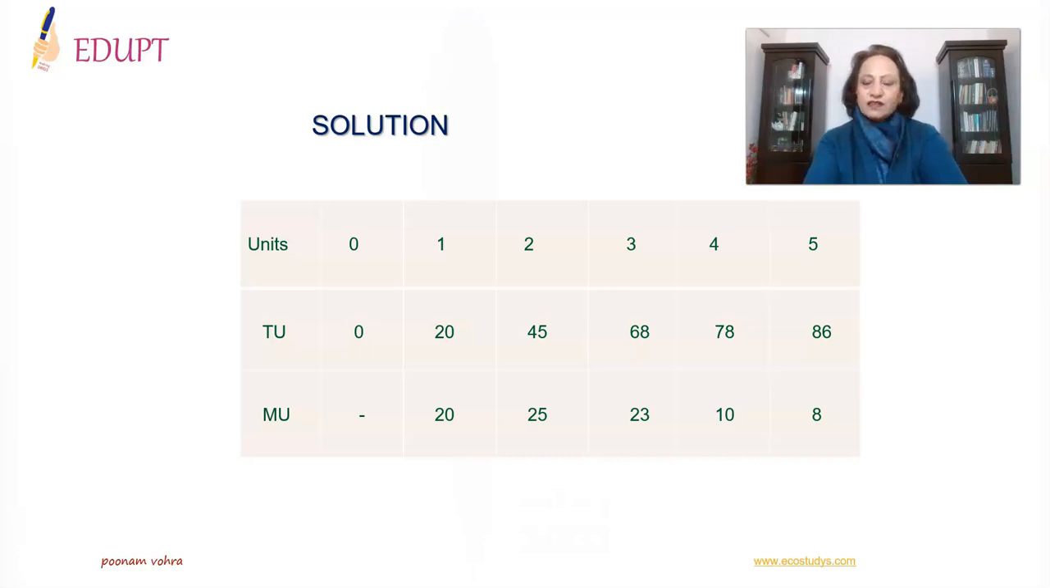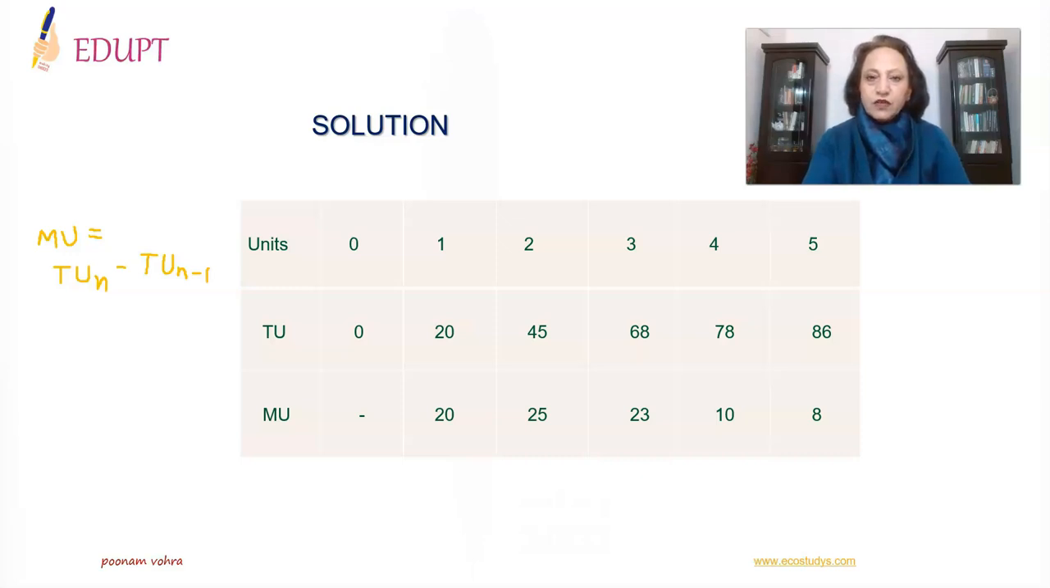Now recheck your answer. First thing that you need to do is to write the formula, which is marginal utility is total utility of n units minus total utility of n minus 1 units. So keep substituting the values and you will get the answer. When 0 units are consumed, total utility is 0, but marginal utility cannot be defined simply because marginal utility is change in total utility. When 1 unit is consumed, total utility is 20. So marginal utility will be 20 minus 0, which is 20.